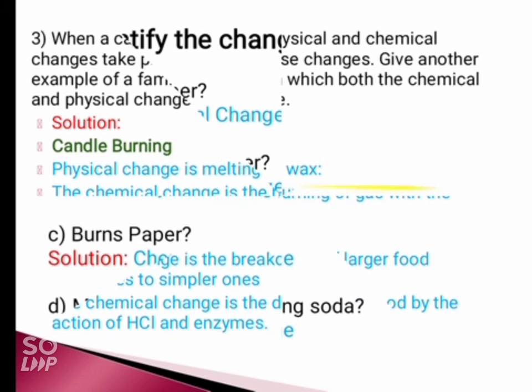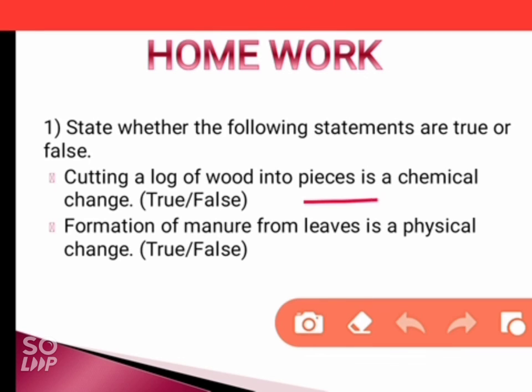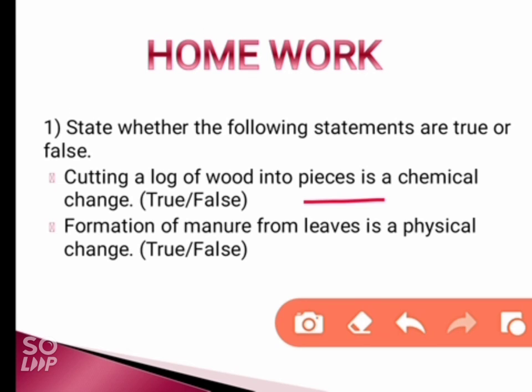This is your classwork. Now come to your homework. Your homework also contains 3 questions. First question is, state whether the following statements are true or false. First statement is, cutting a log of wood into pieces is a chemical change. Is it true or false? Second statement is, formation of manure from leaves is a physical change. Is it true or false? Find out.